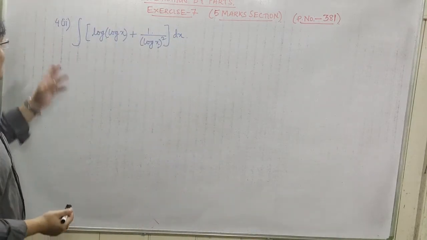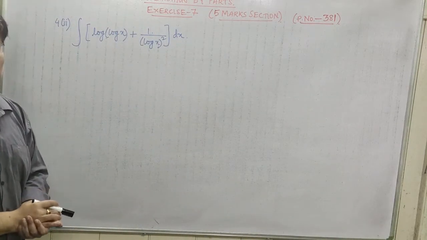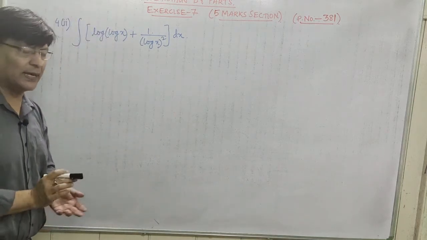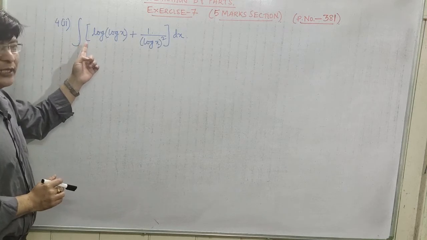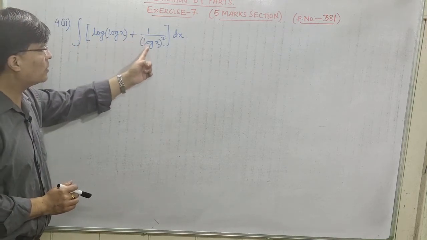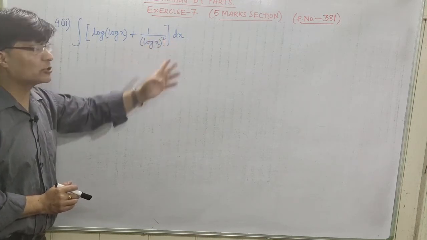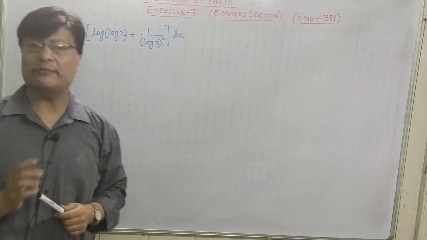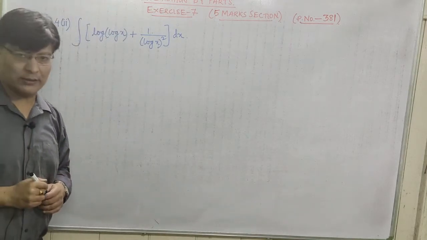So now we'll do the next question, that is number 2. You have to evaluate this integration. That is integral of within third bracket log of log x plus 1 upon log x whole square, third bracket is closed, dx. You can use the same method as we have done in number 1.